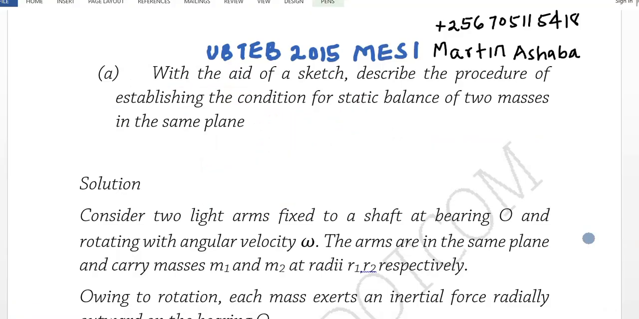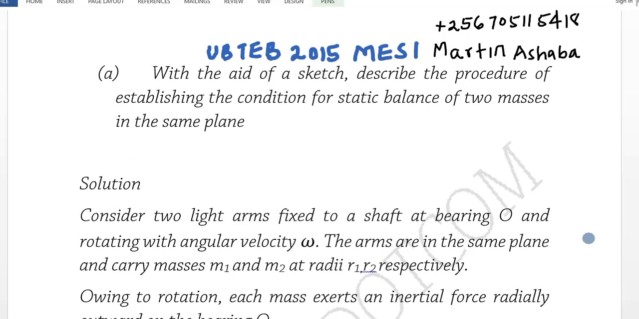Balancing is an important aspect in rotating bodies, and this is always done to avoid vibrations. In industrial machines such as gas turbines and electric generators, it is done to avoid vibrations and also noise as well as discomfort. In this video, we are going to look at the procedure of establishing a condition for static balance of two masses in the same plane.